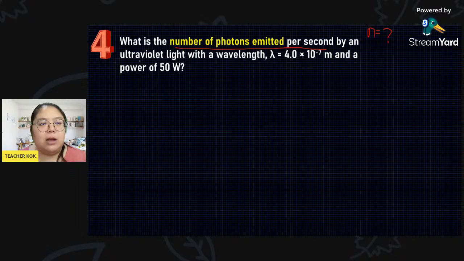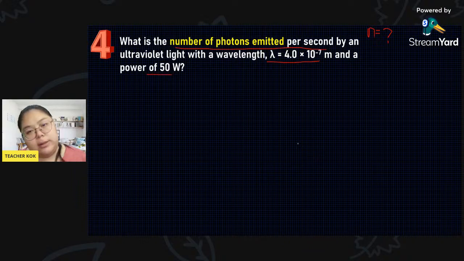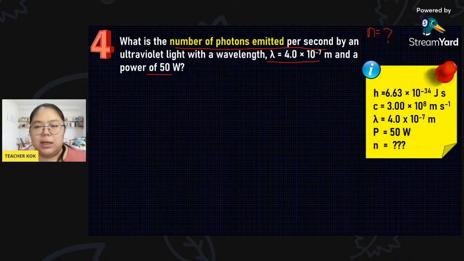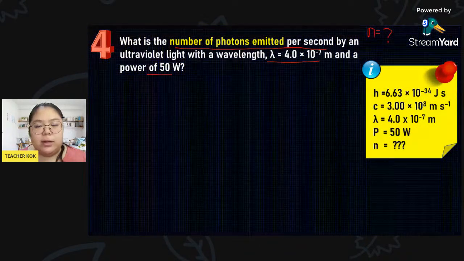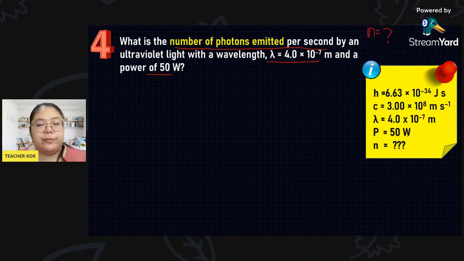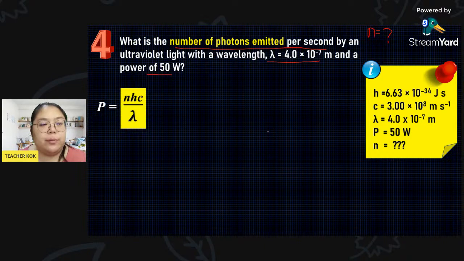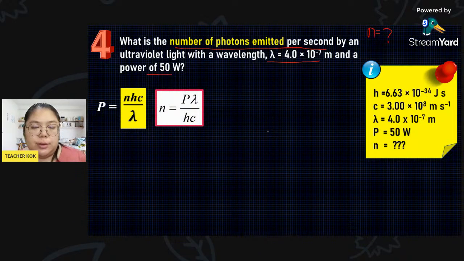It is by ultraviolet light, the lambda is also provided, and the power is also provided. So from here it is the same thing, just repeating. H and C, then the lambda is provided, then the power P is 50, and we want to find N. So we just apply the same formula. P equals NHC per lambda. Then we just put in the values, just the lambda changes only.